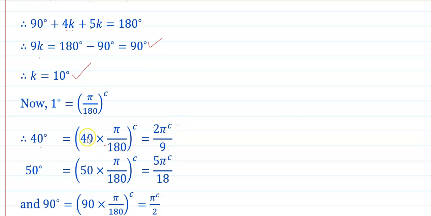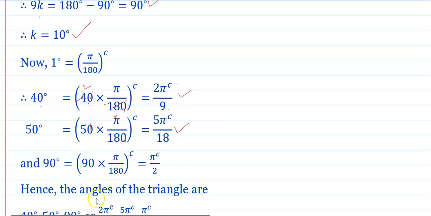Simplification करणार त्यामध्ये. Okay, this 0 0 will get cancelled, and 2 4s are 8 and 2 9s are 18. That is 2 pi upon 9 radian. Next 50 degree, 50 into pi upon 180. पुन्हा इथे 0 0 will get cancelled. You will get 5 pi upon 18 radian, and the last is 90 into pi upon 180, you will get pi by 2 radian. Okay, and hence these are in the degree and these are in the radian.